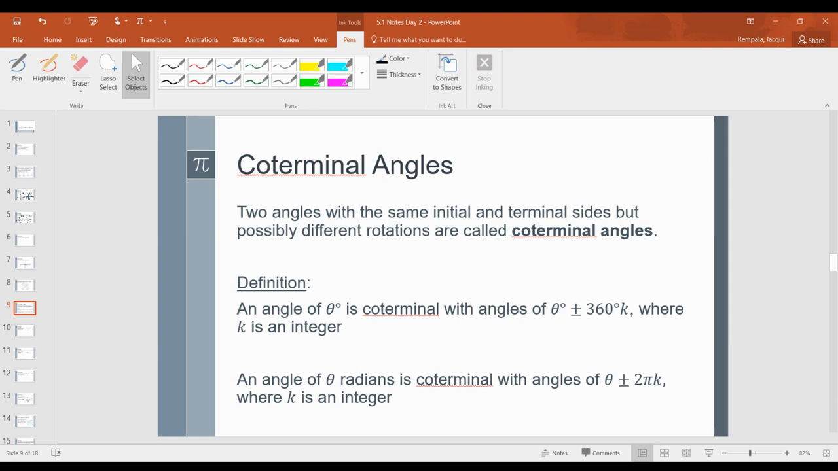So we're going to be adding and subtracting 360 from the angle that I give you. If we're talking about an angle in terms of radians, well, remember, one full rotation is 2 pi. So I'm going to be adding and subtracting 2 pi. Once again, K is telling me the number of times I'll have to do that. It'll depend on the problem that we are dealing with, but we're going to be adding and subtracting 2 pi onto the angle that I give you.